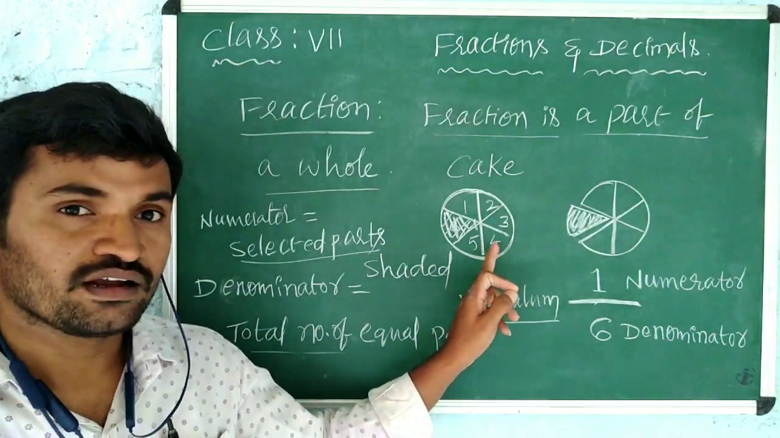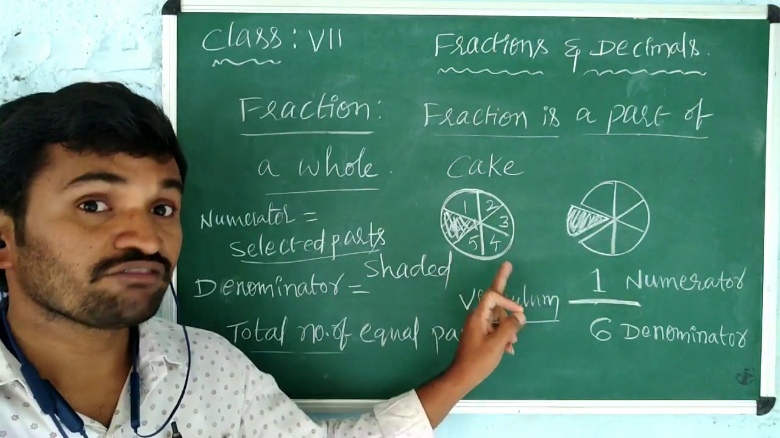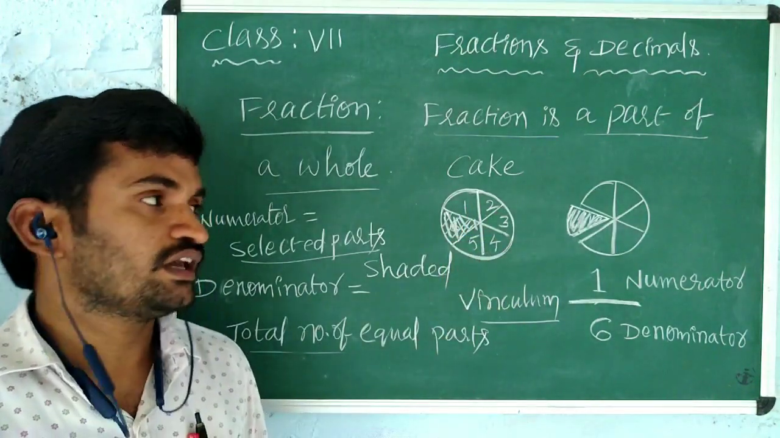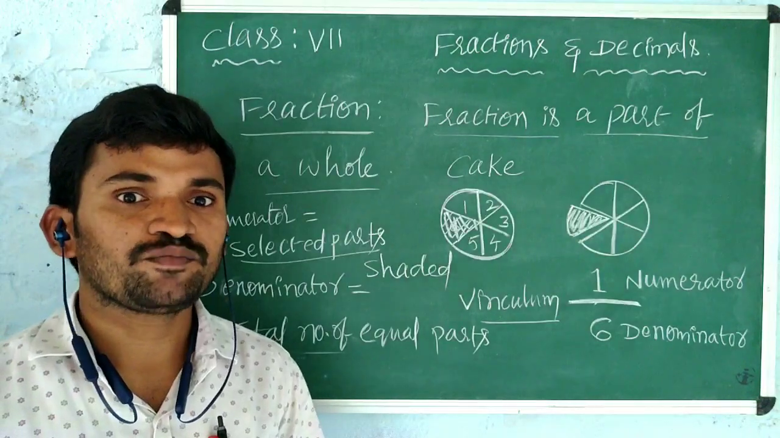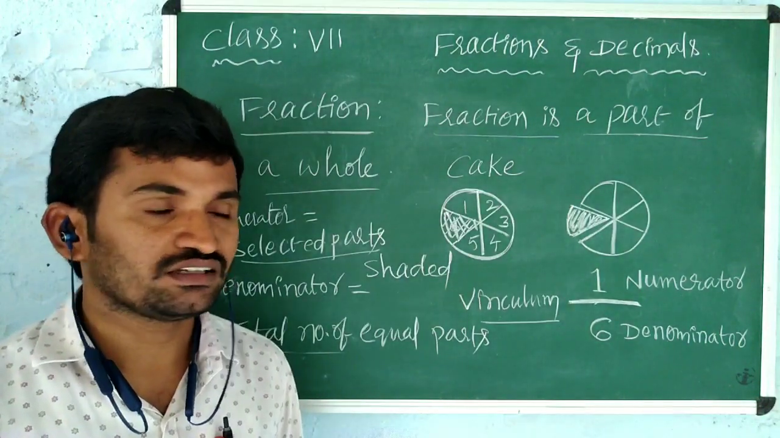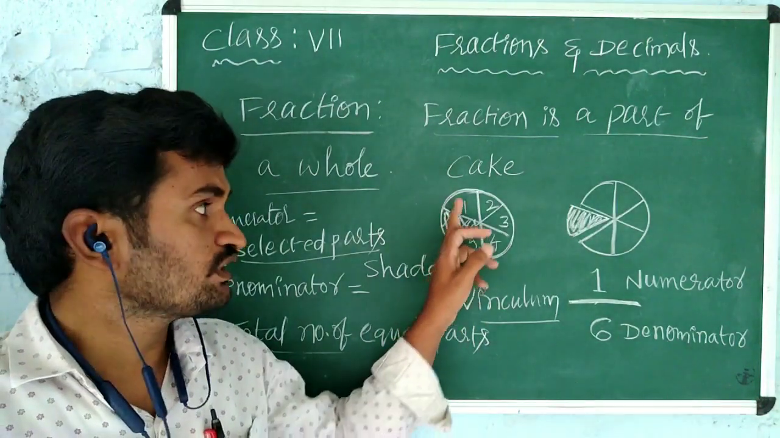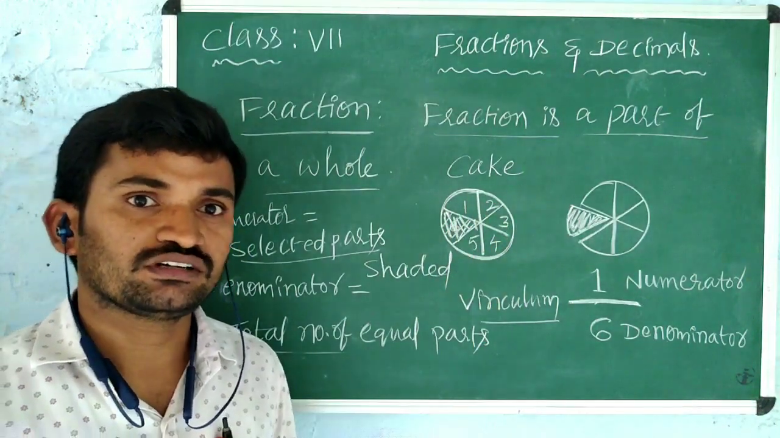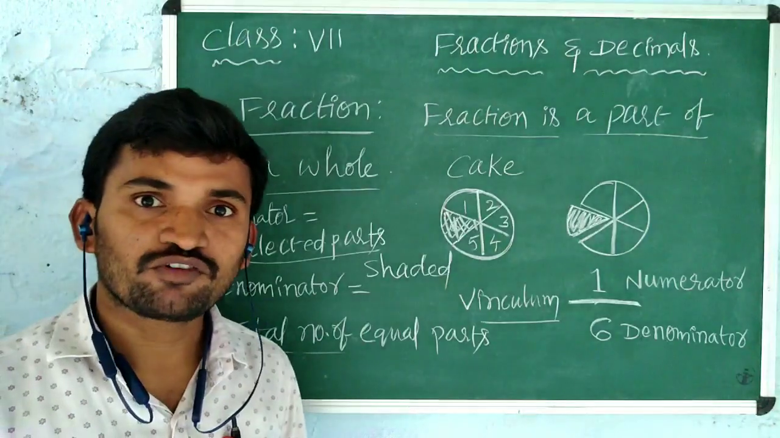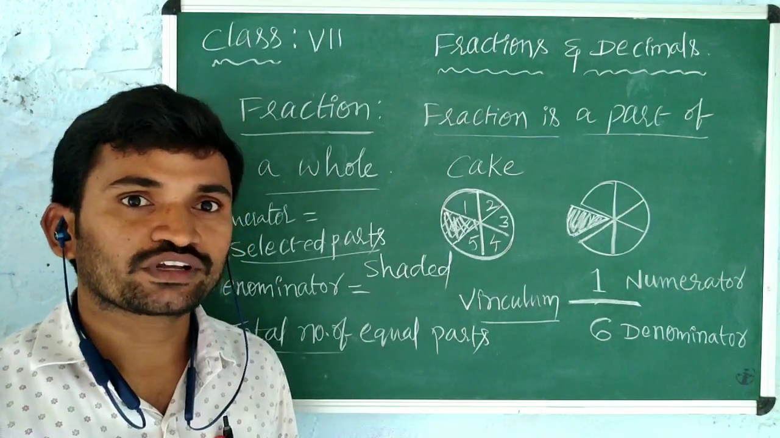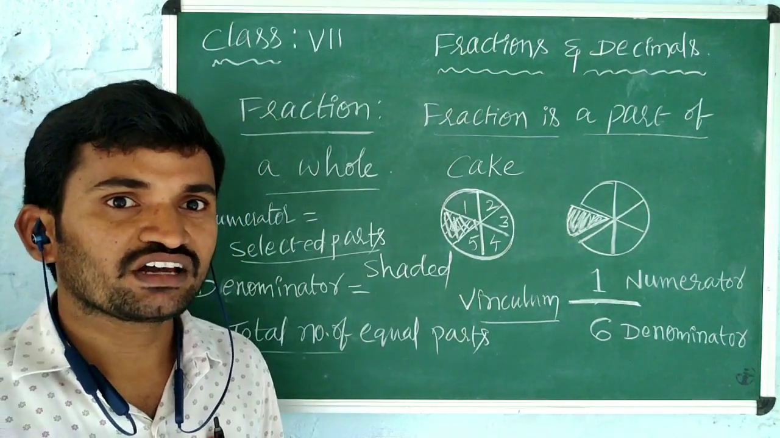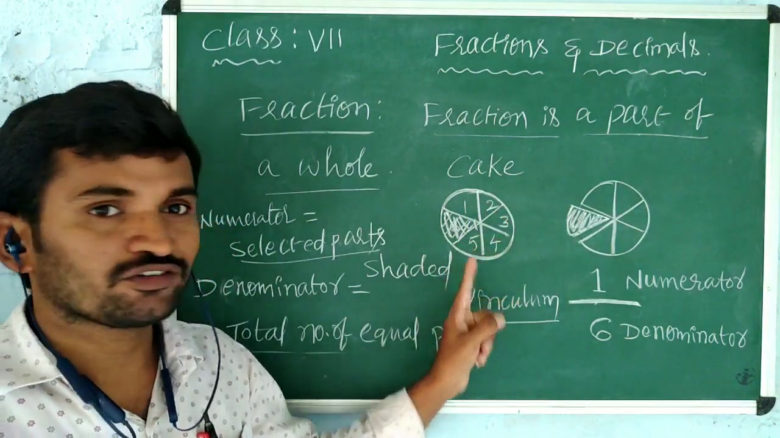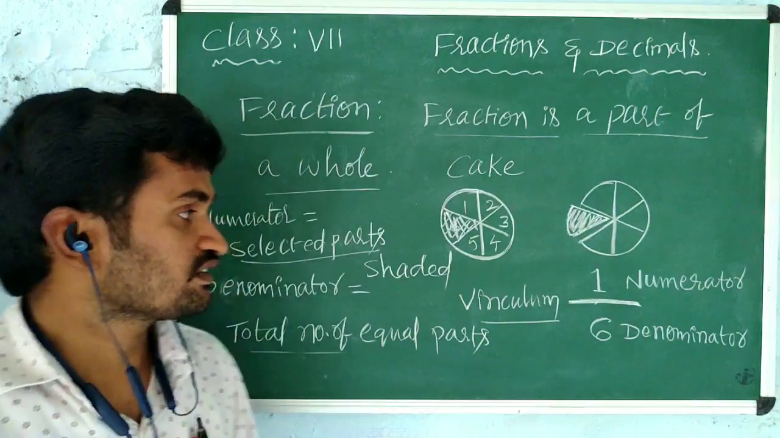Okay, but here some pieces are there without shading. So what is the fraction form for unshaded region? So this is the shaded region, these are the unshaded region. If I ask a question, what is the fraction form of unshaded region? How many are there unshaded? 1, 2, 3, 4, 5. Total 5 parts are there.